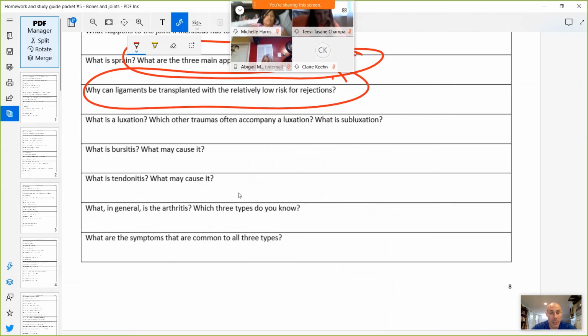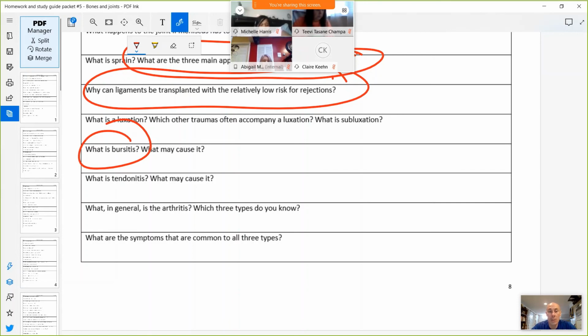Bursitis, inflammation of a bursa. It can be caused by pressure or a blow. Tendinitis, inflammation of a tendon, from overuse, like golfer's elbow, tennis elbow. Arthritis is inflammation of a joint. It's a degenerative disease of a joint. 3 types: osteoarthritis, rheumatoid arthritis, gouty arthritis. Symptoms: pain and swelling of a joint, and eventually fusion of the bones.